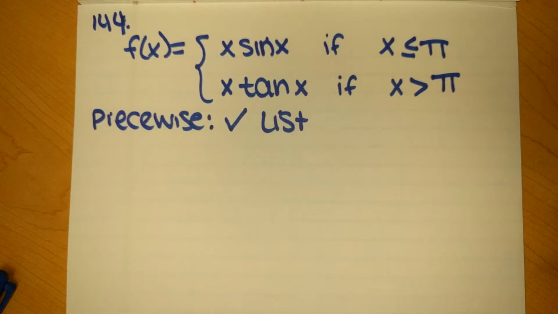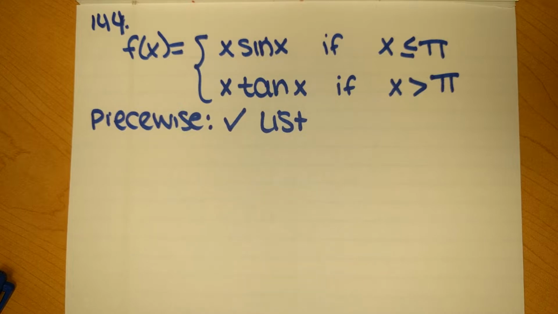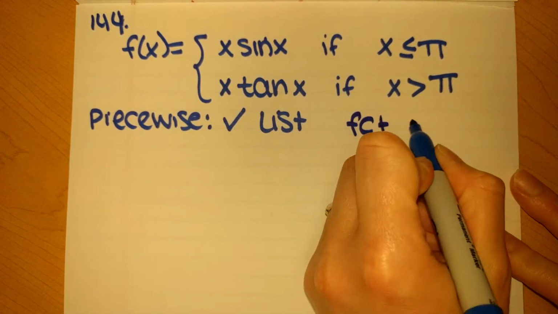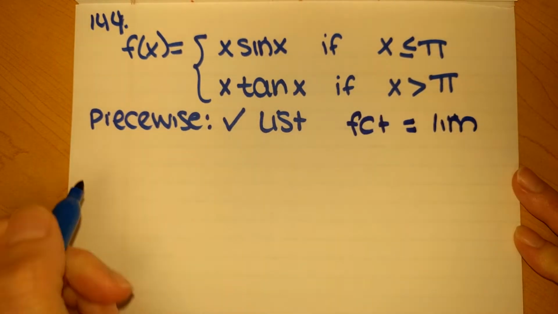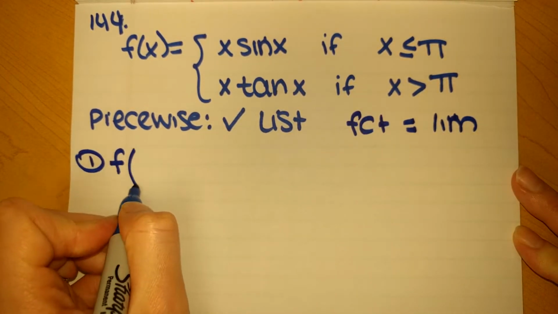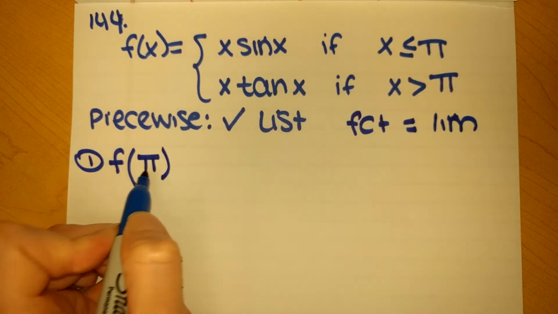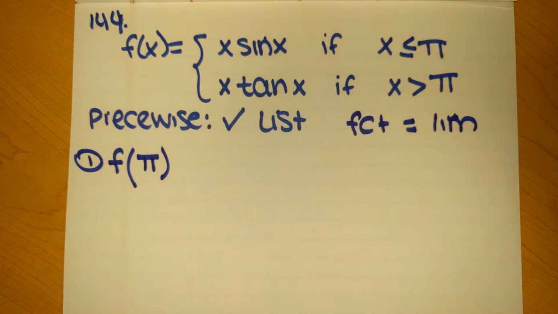Alrighty, so we're trying to figure out if it's continuous at pi, and to do that, because we have a piecewise function, we're going to have to go through the checklist. So remember, at the end of the day, it's does the function value equal the limit? So the first thing we'll do is look at f, and they specifically ask, is it continuous at pi? And it makes sense again that they're asking about pi because pi is the split point for this function.